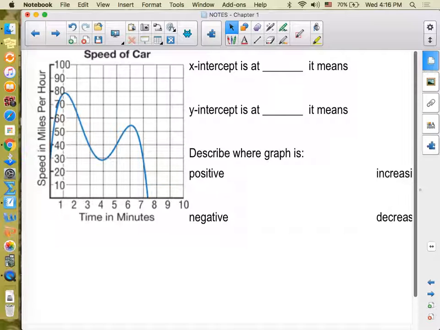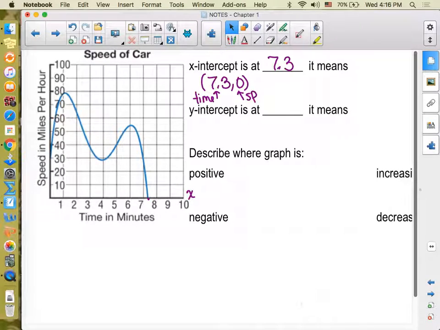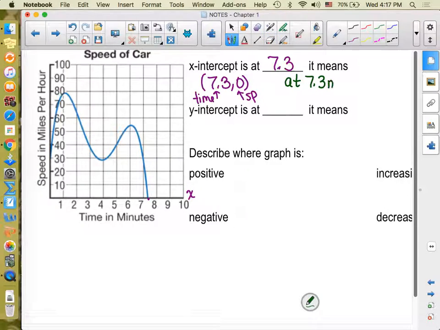And they're asking where the x-intercept is. So the x-intercept means where it crosses this x-axis, which I would estimate to be around 7.3. You might have something slightly different. And so I'm going to make that an ordered pair. That's 7.3 for x and 0 for y, so I can tell what this means. That's my time. And this is my speed. So when I explain what it means, I want to be able to use those two words. It means that at 7.3 seconds, 7.3 minutes, the speed was 0.